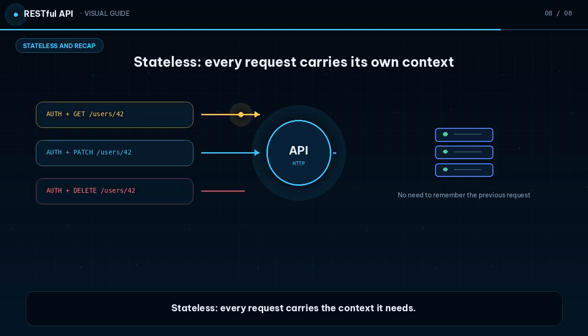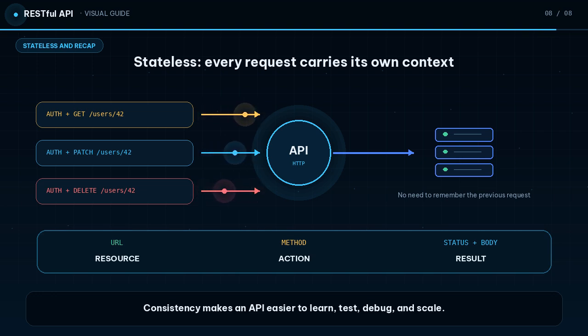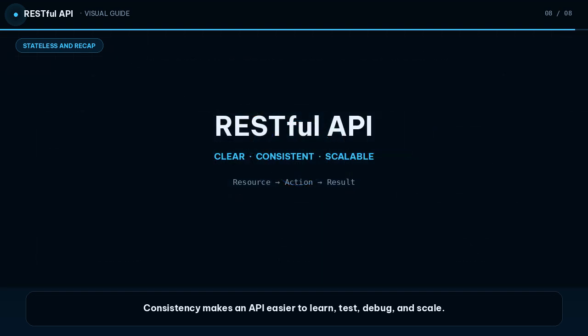One final principle: a strong RESTful API is stateless. Every request carries the context it needs. The server does not depend on a previous session. Remember the formula. The URL identifies the resource. The HTTP method defines the action. The status code and body deliver the result. Keep that pattern consistent, and your API becomes easier to learn, test, debug, and scale.